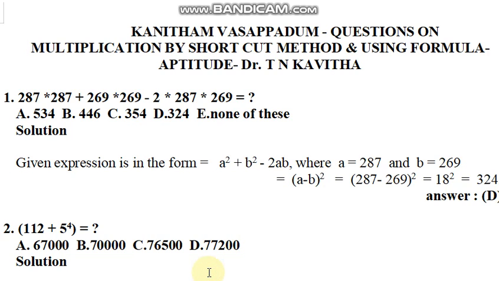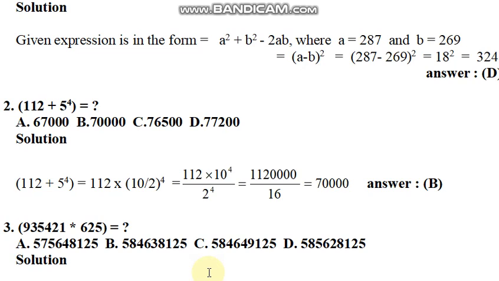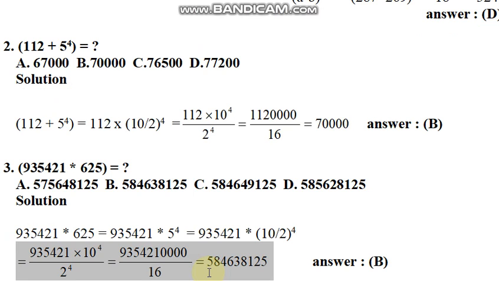112 plus 5 power 4, right? The 112 plus 5 power 4, now you just let that 5 as 10 by 2. Okay. 10 divided by 2 is 5, right? So 10 by 2 the power 4. So 112 into 10 power 4 by 2 power 4, right? 10 power 4 means you have to put 4 zeros together with. Okay. So now the easy division gives you 70,000. So the option is B.